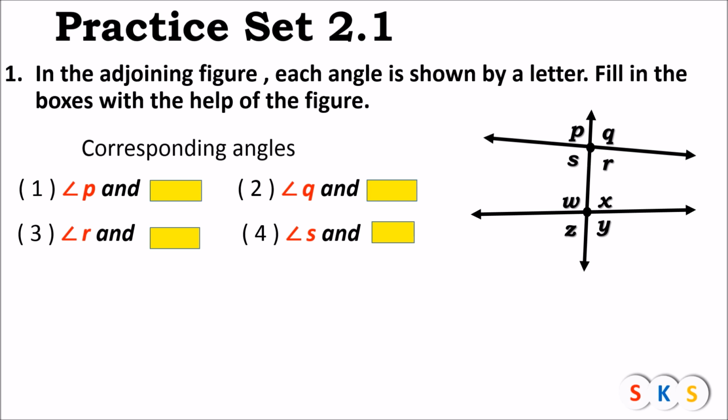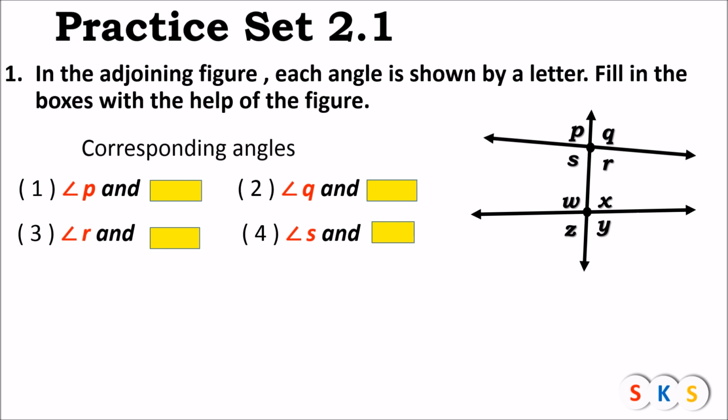Look at this figure. We will try to understand corresponding angles in this figure. Corresponding angles always lie on the same side of a transversal. You can see the one vertical line which intersects both the lines. That vertical line is the transversal of both the horizontal lines. So to the left hand side of this transversal there are four angles: angle P, angle S, angle W and angle Z. Similarly, we have four angles on the other side of the transversal. They are angle Q, angle R, angle X and angle Y.